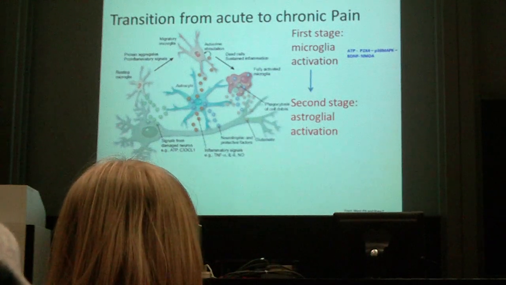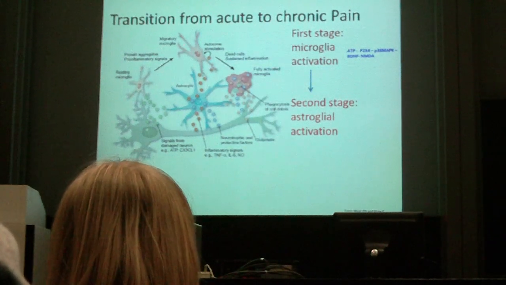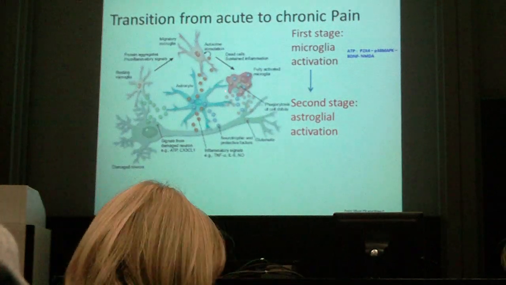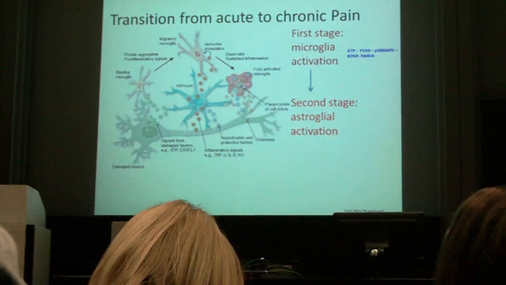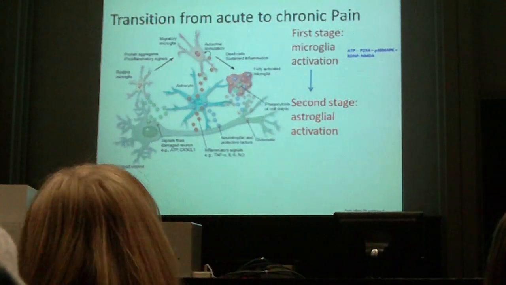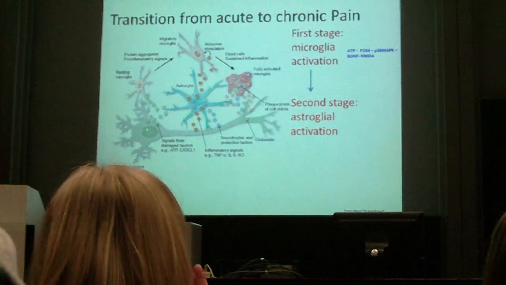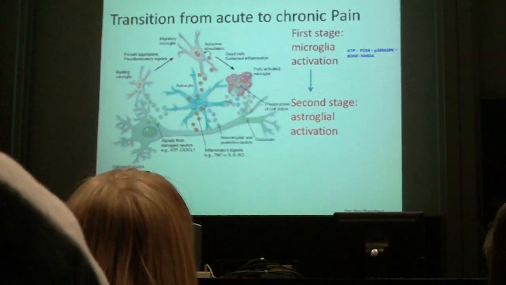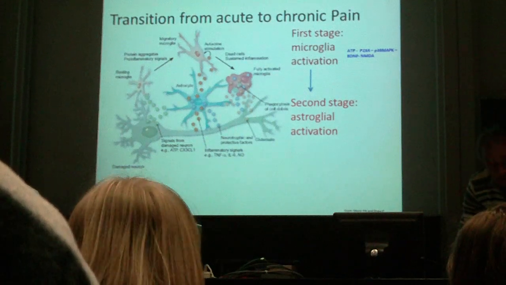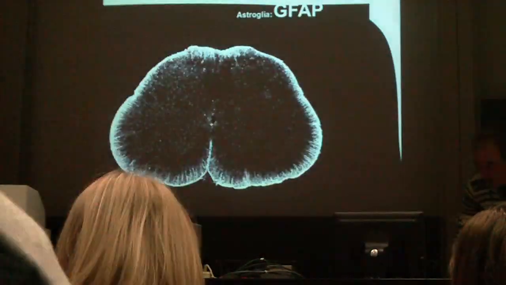Okay. First stage, onset of the inflammation. First stage is the microglial activation of these cells. They swell up, become like bombs, and release BDNF, which interferes with the central sensitization process. And what happens then? Astroglia become activated. And then, of course, the research question is, how do they become activated?